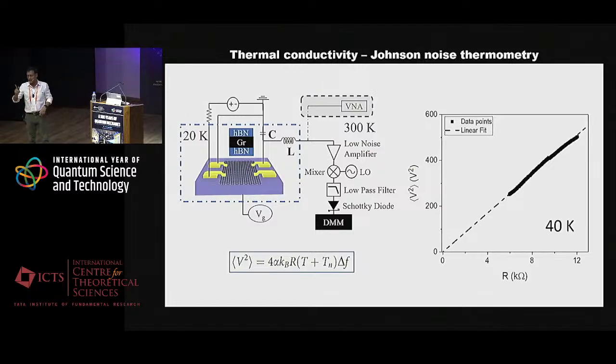One part is done. The second part is the thermal conductivity. Easy. I'll now go into the detail again. We measure the Johnson noise thermometry to measure the electron temperature at various densities and temperatures.